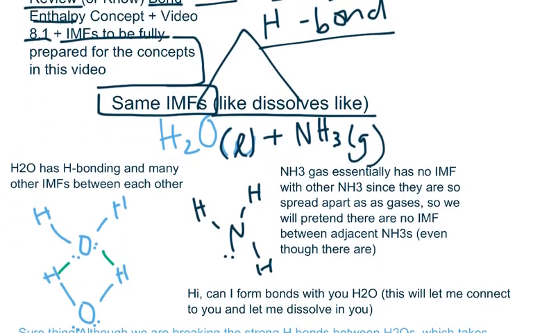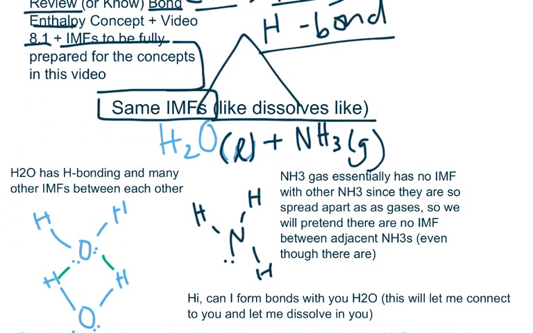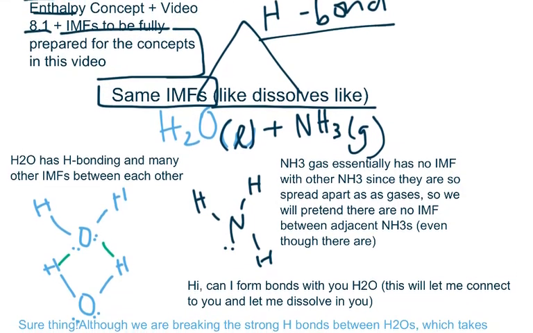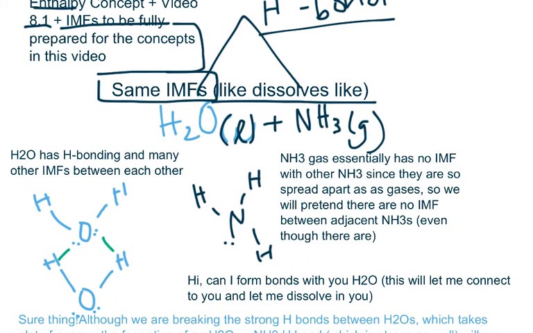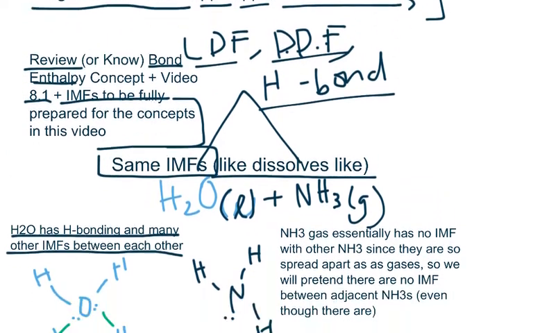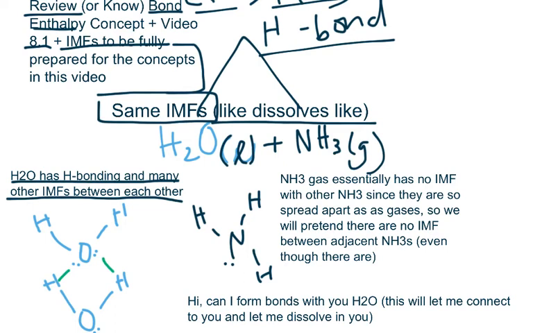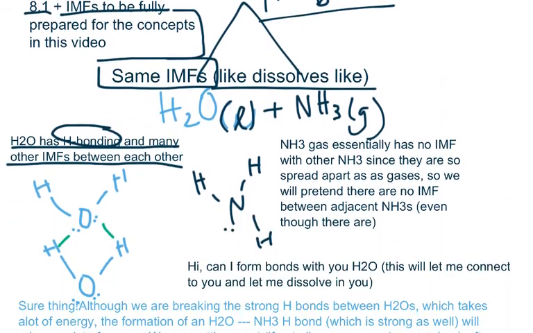So, I'm going to explain this in the format of a little story that I made up. So, we know that H2O has H bonding and many other intermolecular forces between them. There's also dipole-dipole and LDF, but we are going to focus on H bonding since that is the major force, since it's the strongest out of the three.